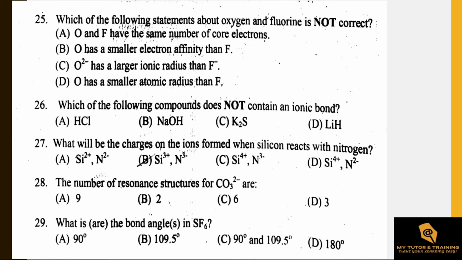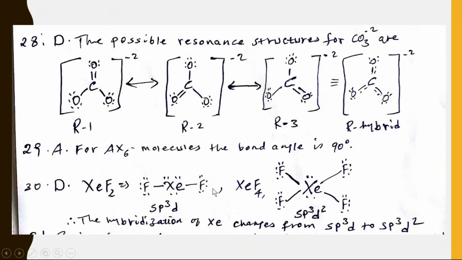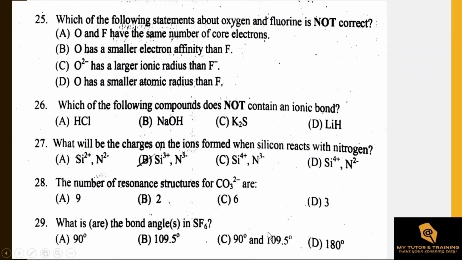Question number 29. What are the bond angles in SF6? By the way, SF6 is a compound with the formula AX6 type, where A is the central atom and X are the surrounding atoms. Such molecules have a bond angle of 90. So the correct answer is which one? 29 is A. A is the correct answer.